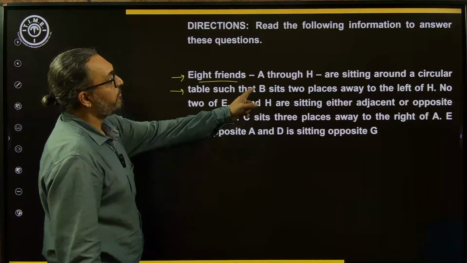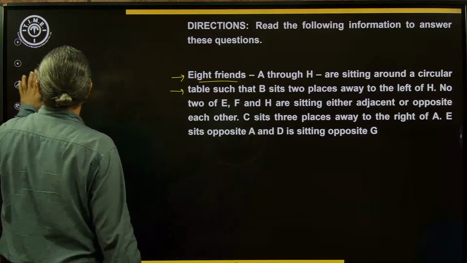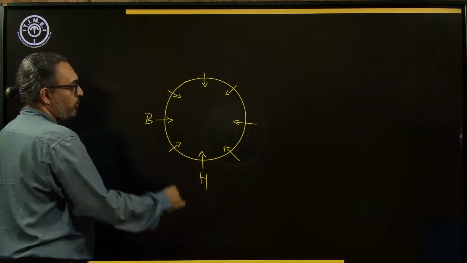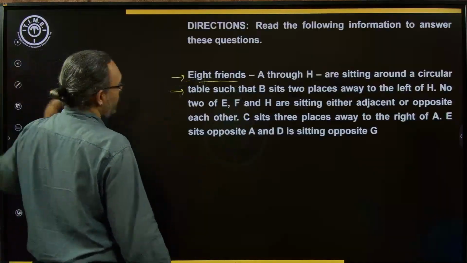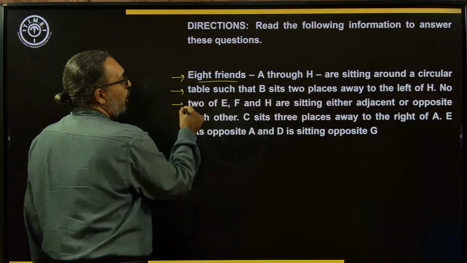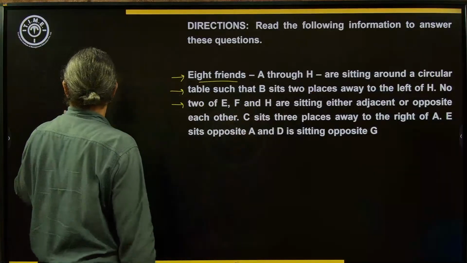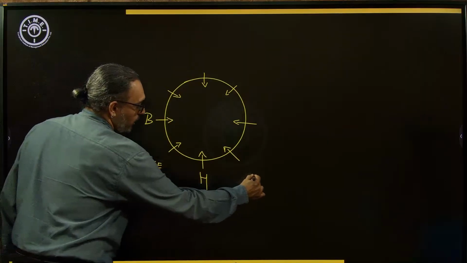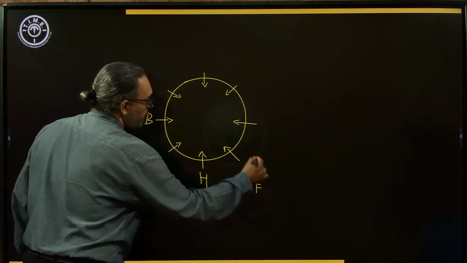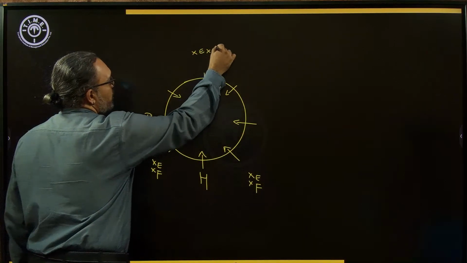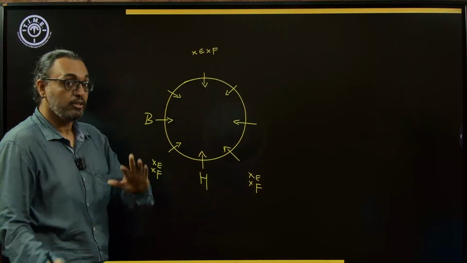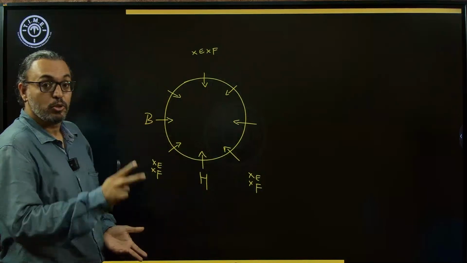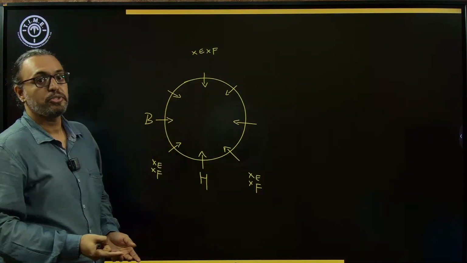Such that B sits 2 places away to the left of H. So wherever you put H, 2 places away to the left. Left is clockwise, so you can put B here. Then no 2 of E, F and H are sitting either adjacent or opposite each other. So neither E nor F should be adjacent or opposite to H. Neither EF nor FH nor EH can be adjacent or opposite. So E and F also cannot be adjacent or opposite to one another.